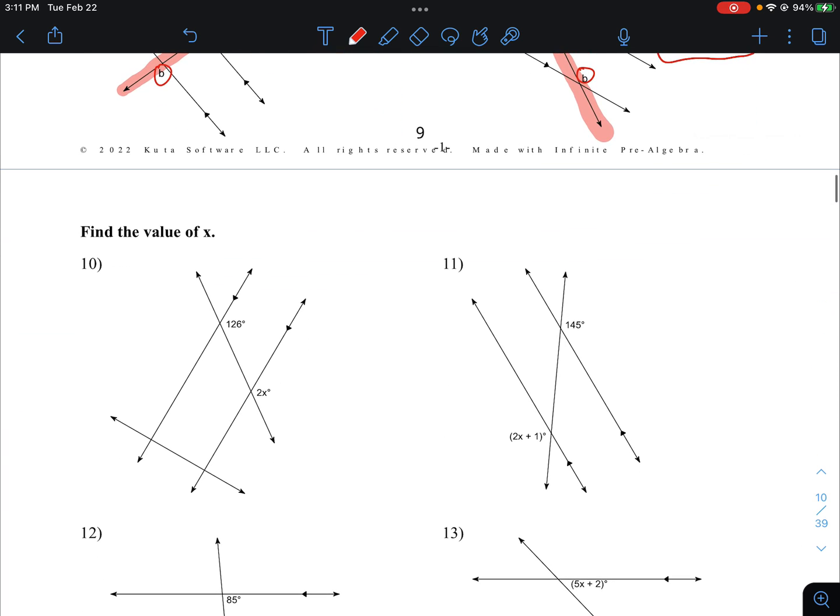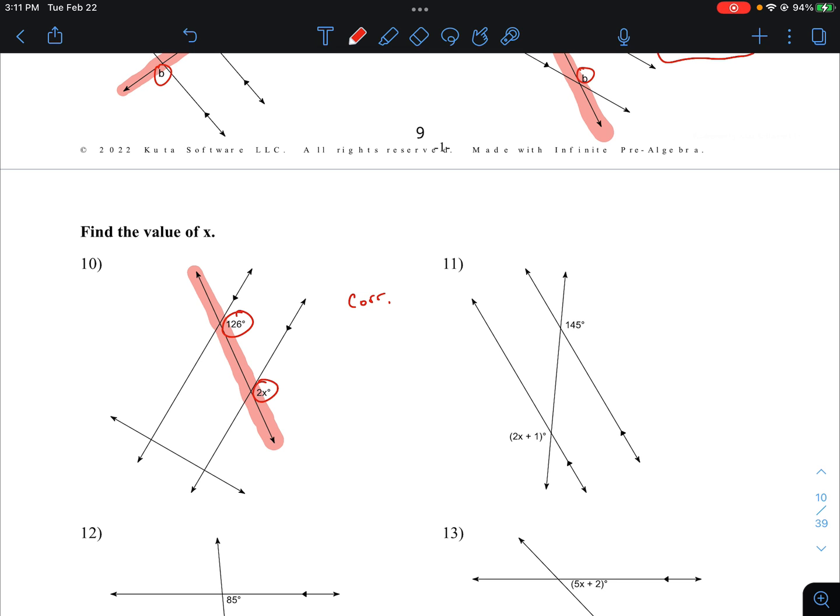All right, let's do this. Find the value of x. Here's my transversal right there. Let's take a look. We have 126 and 2x. What is the relationship between those two? Well, they're not both inside. They're not both outside. They are on the bottom right corners. They are corresponding angles.